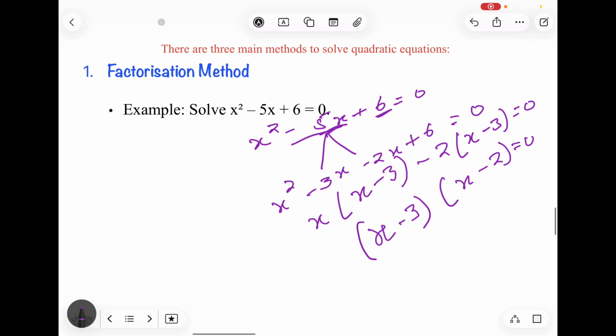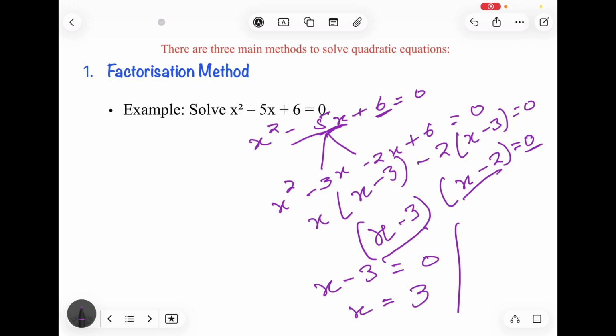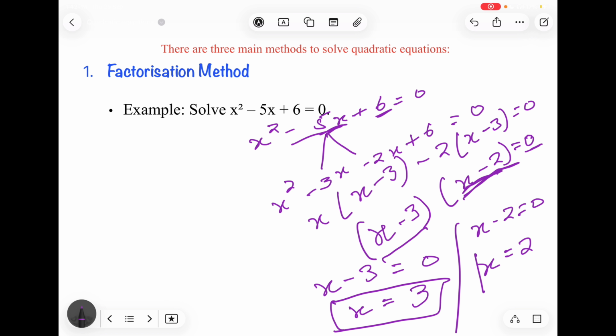Now, either this term will be 0 or this term will be 0, so that the product of these two terms is equal to 0. If I take x minus 3 is equal to 0, then I will get the value of x is equal to 3. Or if I take the second term as 0, x minus 2 is equal to 0, then I will get x as 2. So we solved this quadratic equation and found the two values of the variable.